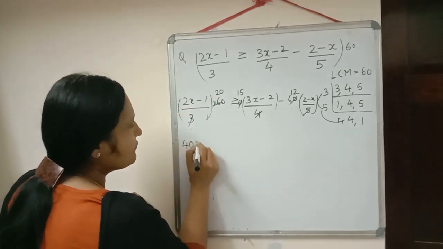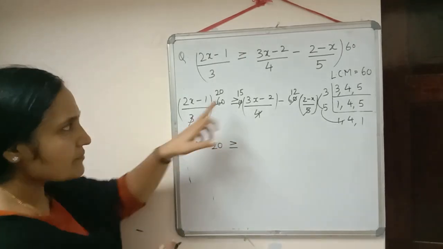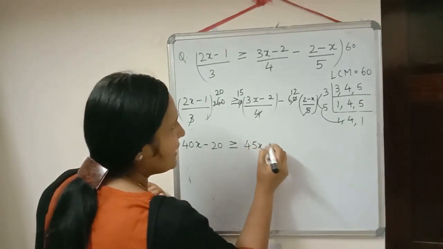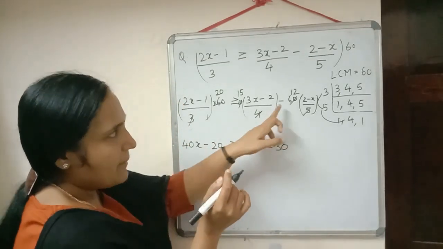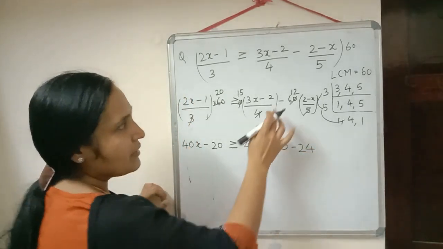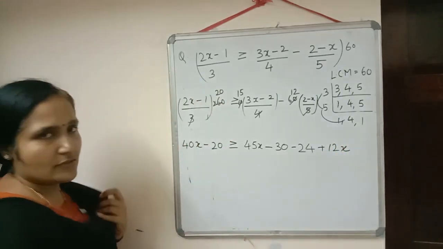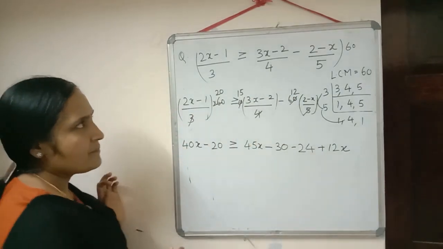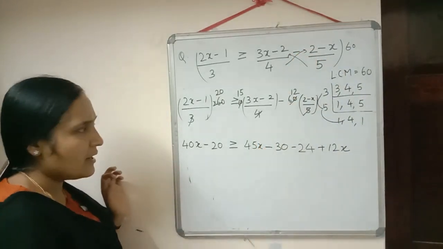So that will be equal to 40x minus 20 greater than or equal to 15 3s, yes, 15 3s is 45x minus 15 into 2 is 30. Then next minus 12 into 2, so that will be equal to minus 24. Minus 12 into minus x will become plus 12x. So that's why I said whenever a negative sign is there, put the bracket. Okay. Here if you don't want to use this method, you can do the cross multiplication method also.